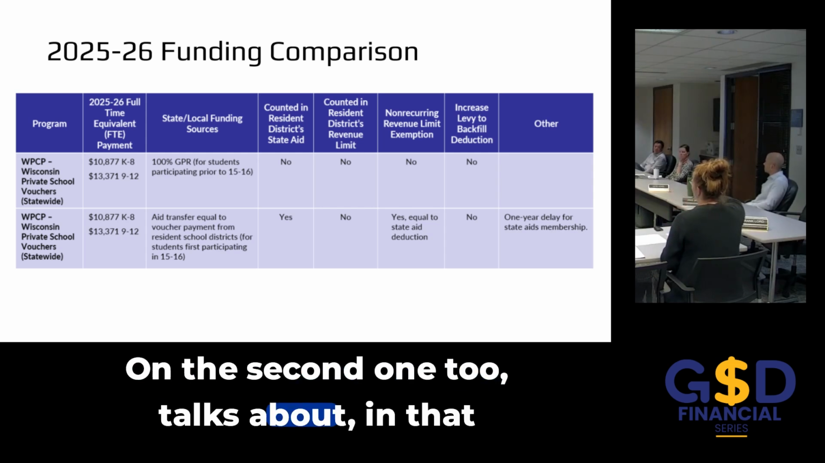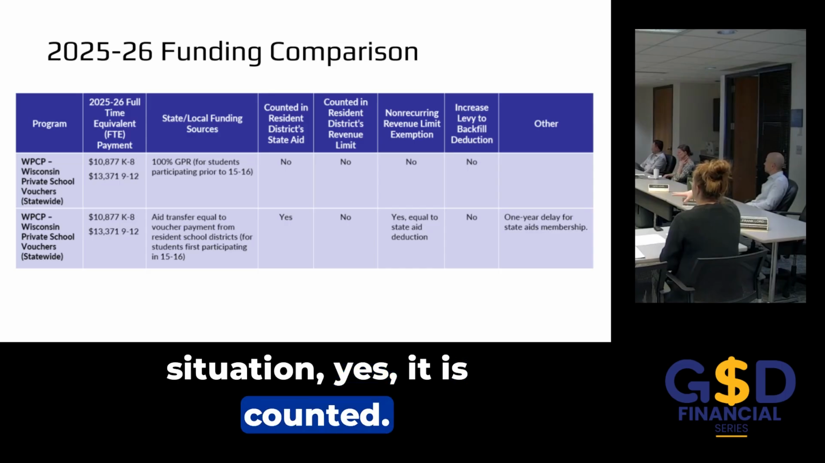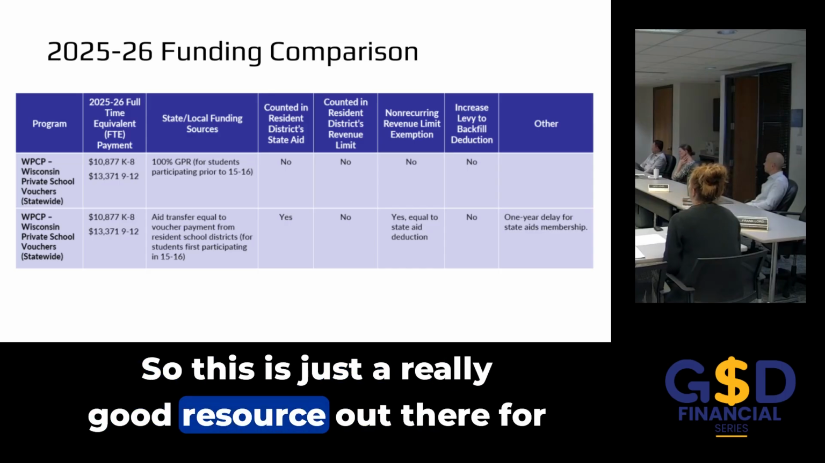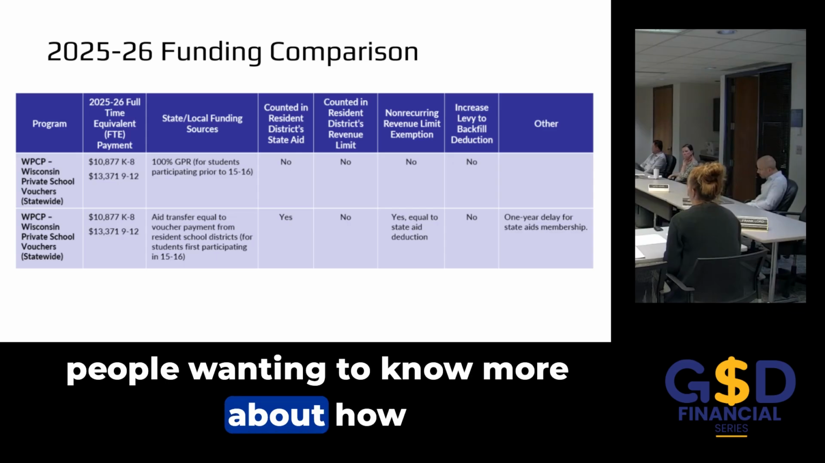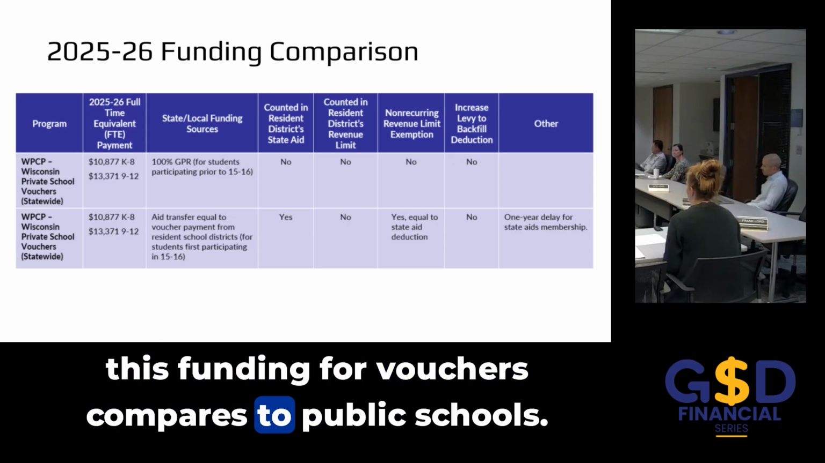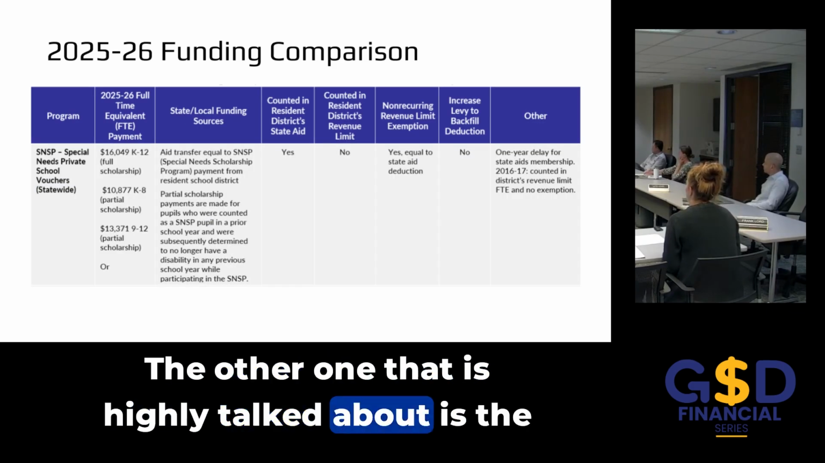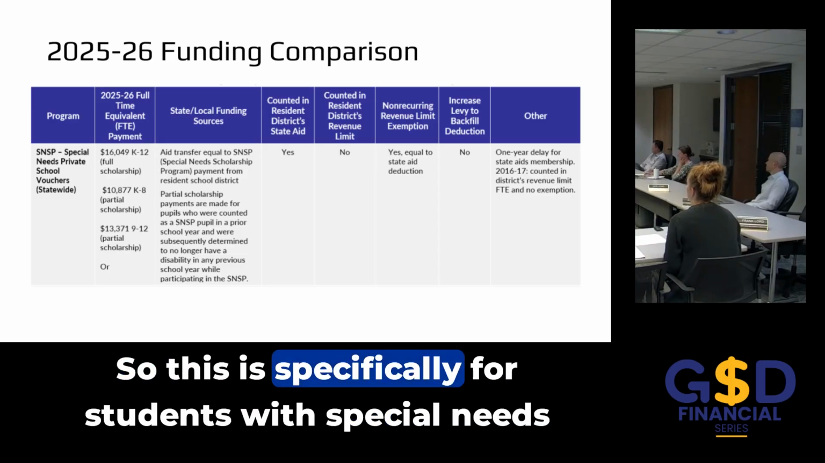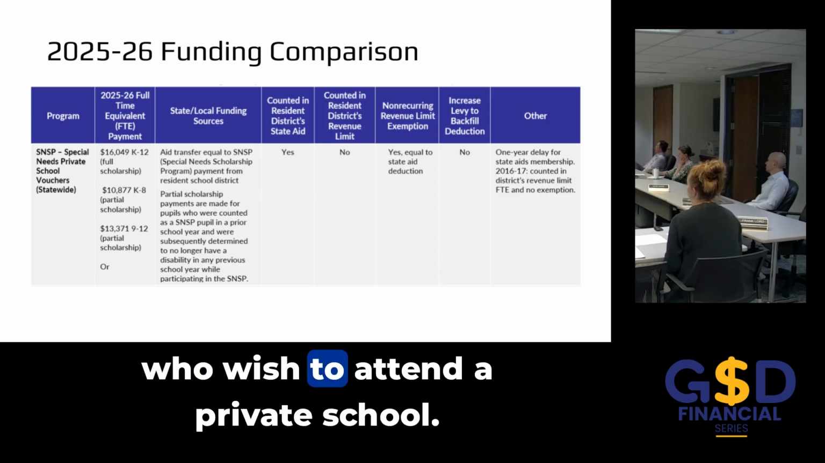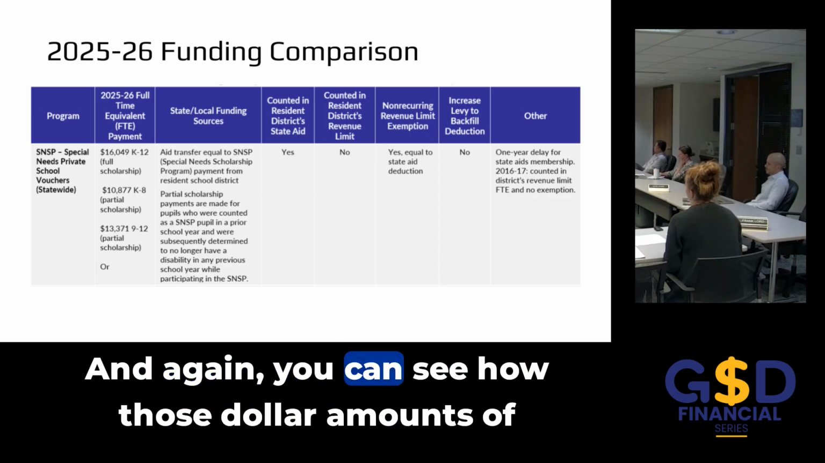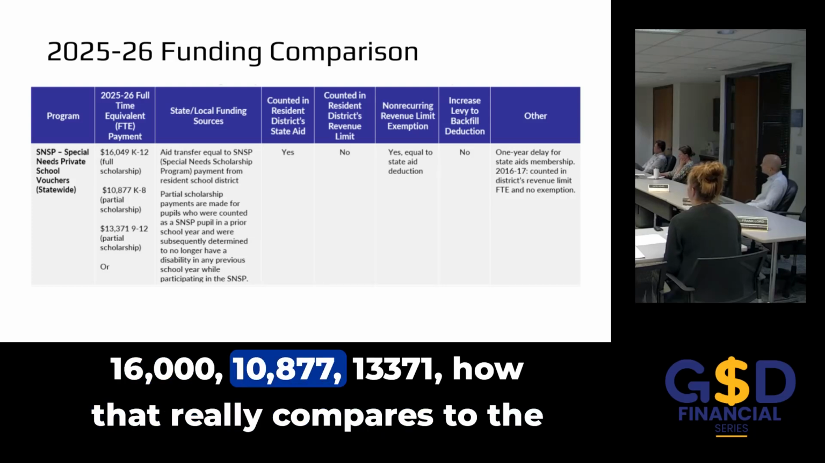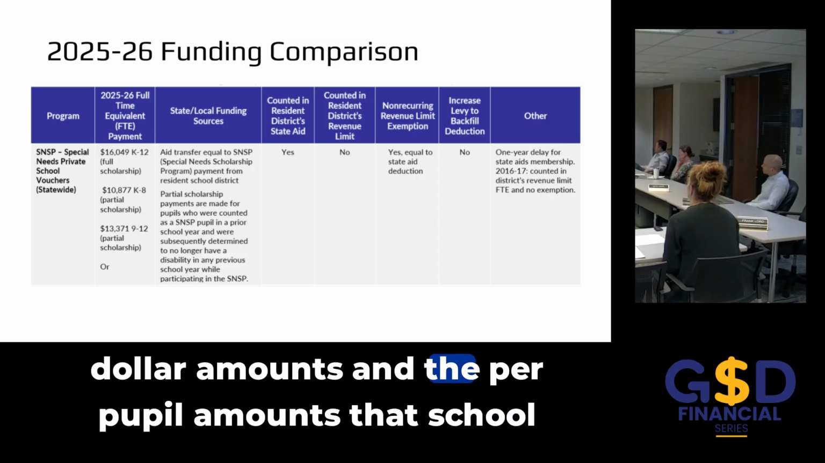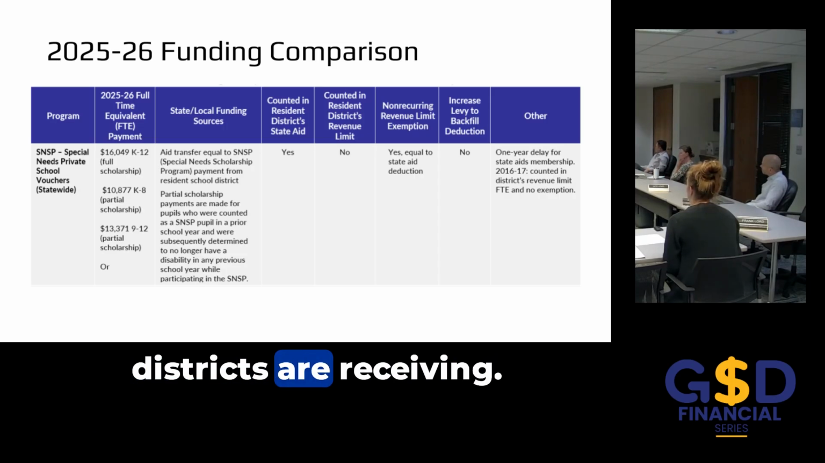On the second one too, it talks about, so in that situation, yes, it is counted. So this is just a really good resource out there for people wanting to know more about how this funding for vouchers compares to public schools. The other one that is highly talked about is the special needs private school vouchers. So this is specifically for students with special needs who wish to attend a private school. And again, you can see how those dollar amounts of $16,000, $10,877, $13,371 really compare to the dollar amounts and the per pupil amounts that school districts are receiving.